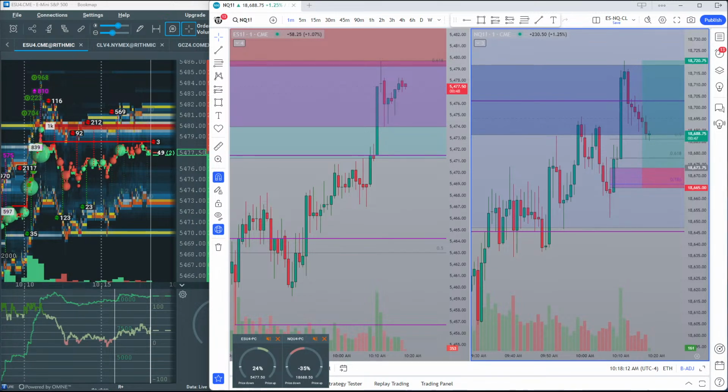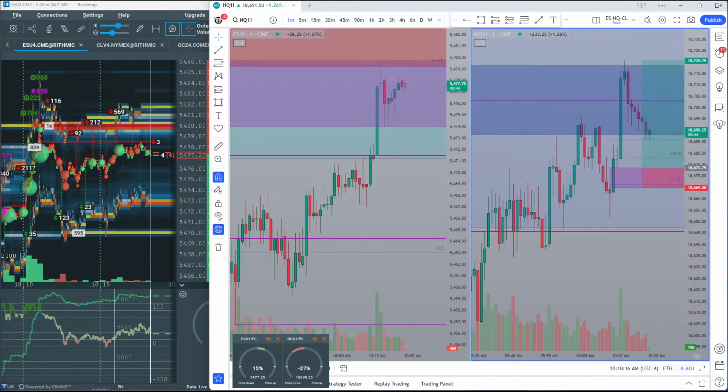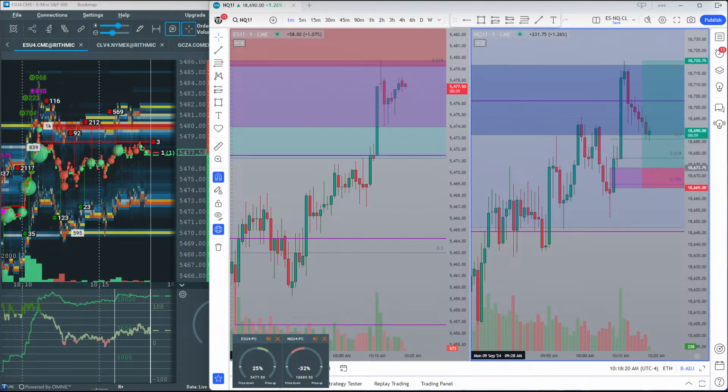It's trying to hold that 50%, so buyers are still present. VIX is pushing lower. Nvidia is pulling back at the moment. We do have some weakness on Microsoft as well.